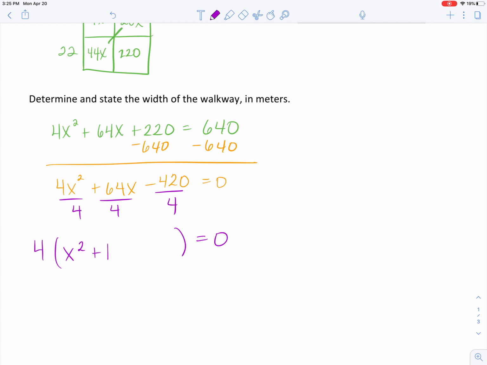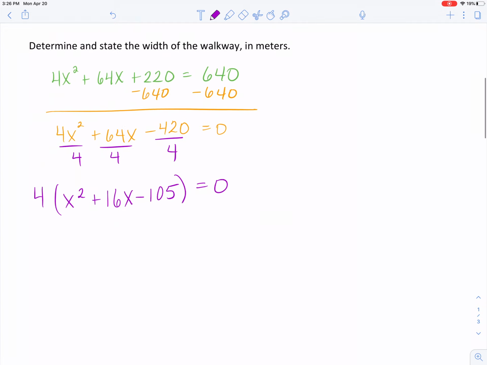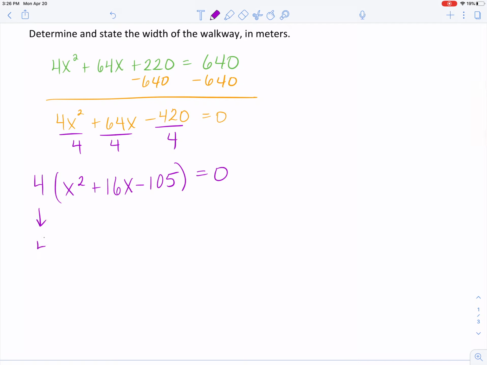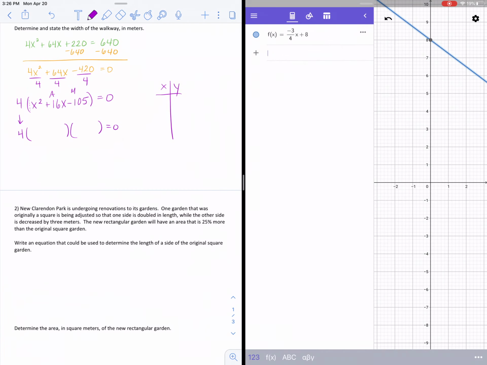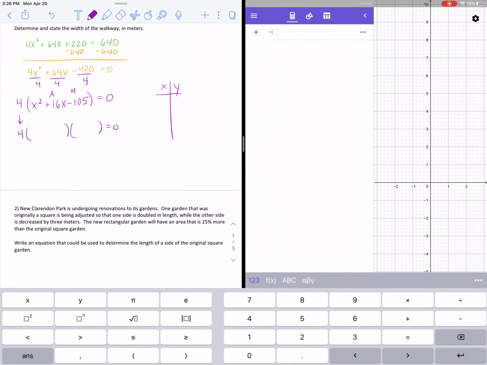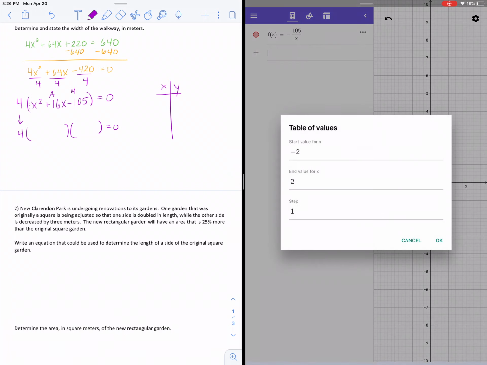So we get x squared plus 16x minus 105. And then I could bring down that GCF of 4 and now factor the trinomial whose leading coefficient is now 1. Add to 16, multiply to negative 105. So I'm going to do exactly what I tell you guys to do. I'm going to put the negative 105 divided by x. Let's check out the table of values.